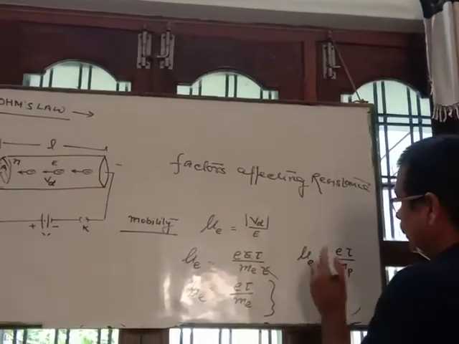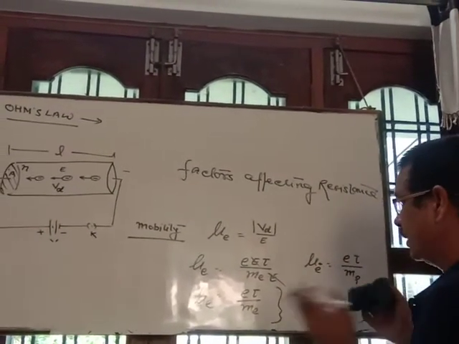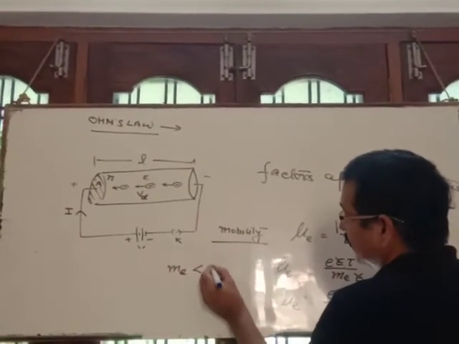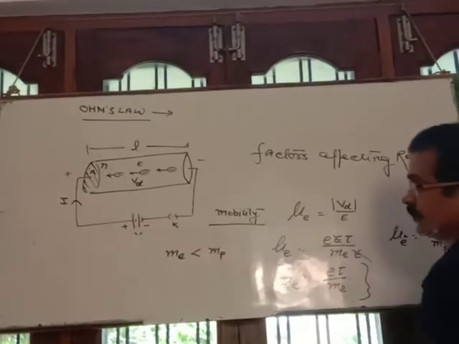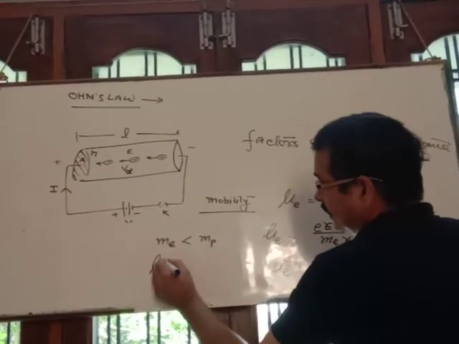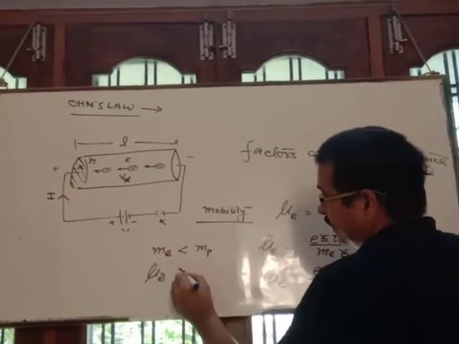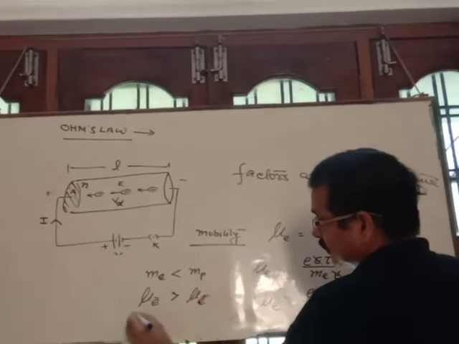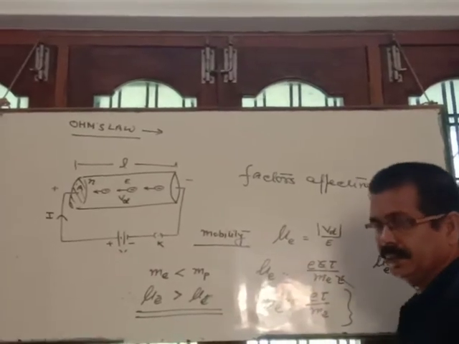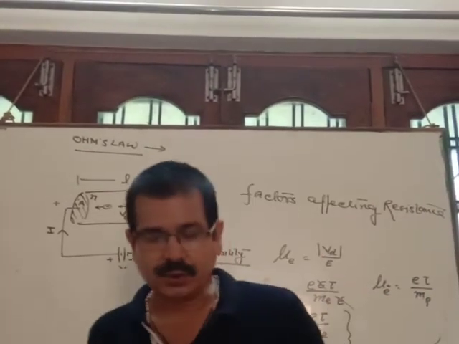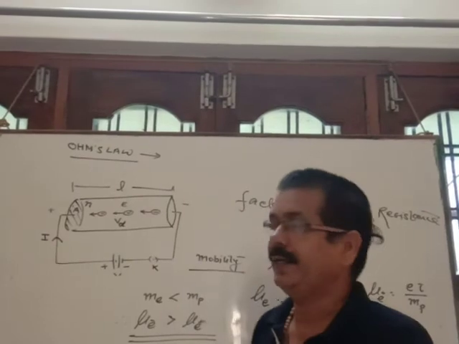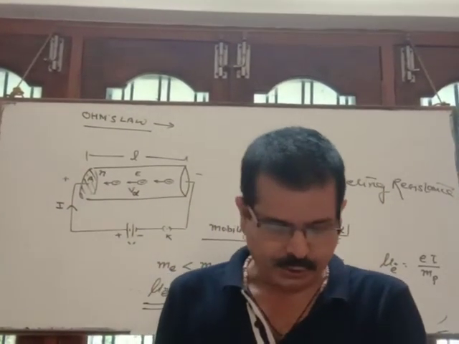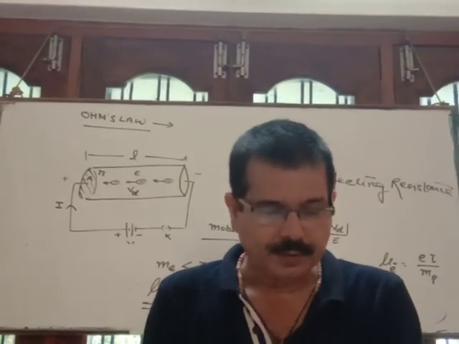So see here, if we are talking about the mobility of electron and proton, since the mass of electron is less than the mass of proton, therefore the mobility of electron is greater than the mobility of proton. Correct? So the mobility of electron is much greater than that of proton. So that's about the mobility of electrons and protons.